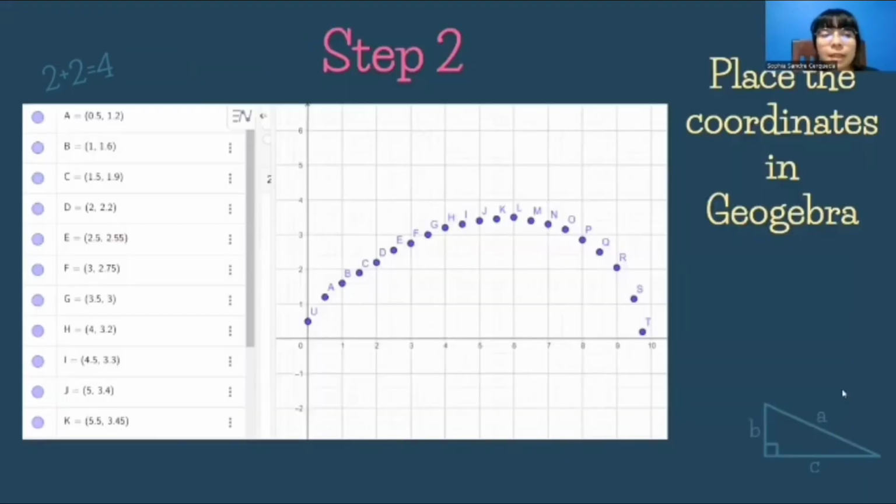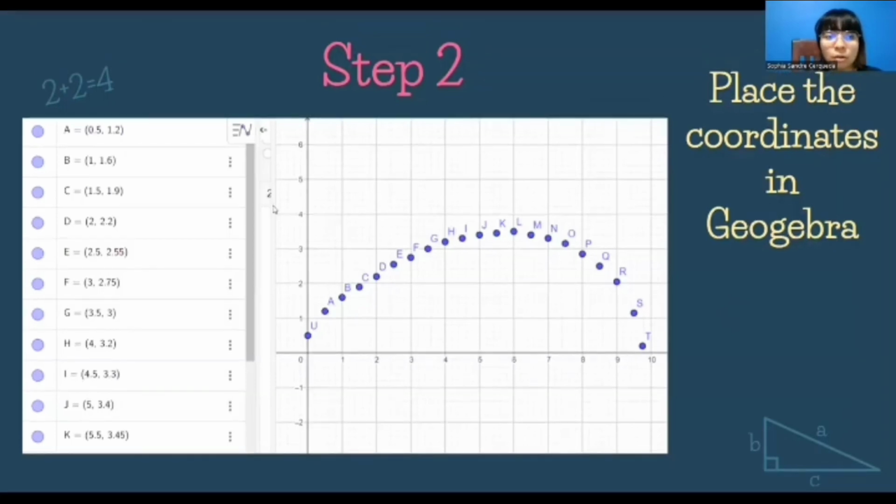Then we start with step two, where we start to use technology, which in this case is GeoGebra Classic. We place the coordinates in GeoGebra. This is the tool that we're going to use in the whole project. We only put the specific coordinates as points. We don't have to make a union between anything, just put the coordinates. This is step two.